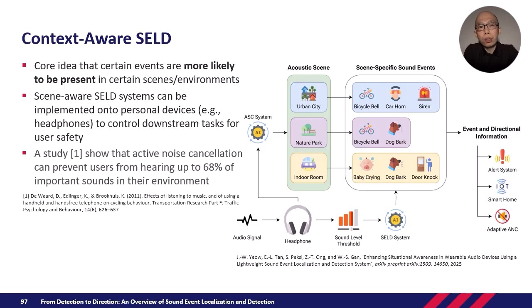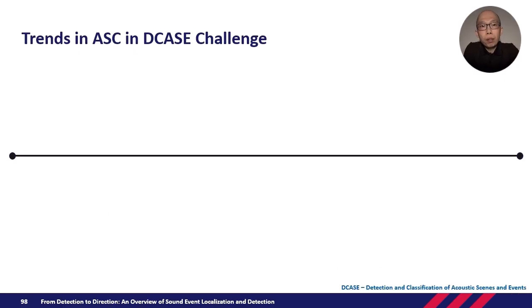In hearable devices, this means that these devices can intelligently adjust sound levels or active noise cancellation, allowing critical environmental sounds such as approaching vehicles or alerts to pass through. This integration enhances both safety and situational awareness of its users. Combining ASC and SELD can lead to a model having high complexity.